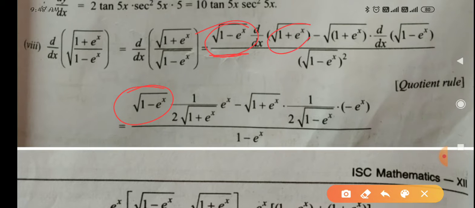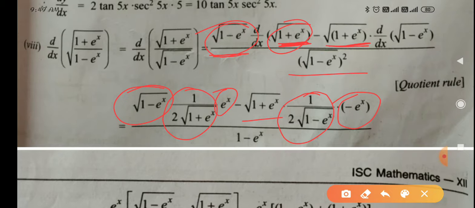Now differentiation of under root x is 1 upon 2 under root x, so 1 upon 2 under root 1 plus e to the power x. Now differentiation of 1 plus e to the power x is e to the power x. Minus, this is the same, under root 1 plus e to the power x, same. Under root x again, 1 upon 2 under root 1 minus e to the power x. Now differentiation of 1 minus e to the power x is minus e to the power x. Now in the denominator the square root will cancel because whole square is there.